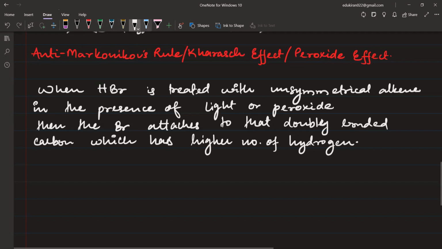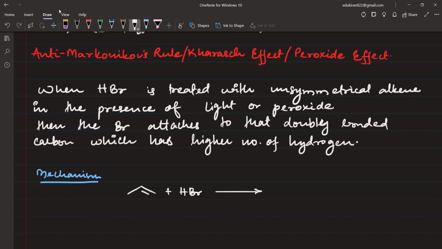Okay, so in this also we'll write a mechanism. If we have an alkene like this, in the presence of H nu, that means light or peroxide, the Br is going to attach on this carbon atom that is having more number of hydrogens. So we'll talk about the mechanism of this reaction, why it is happening like this.